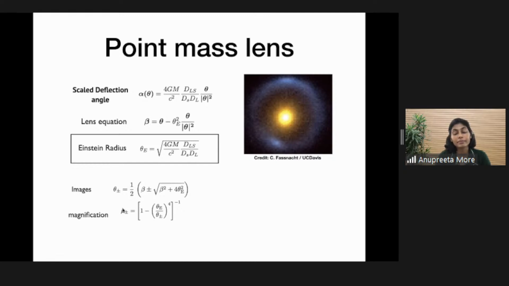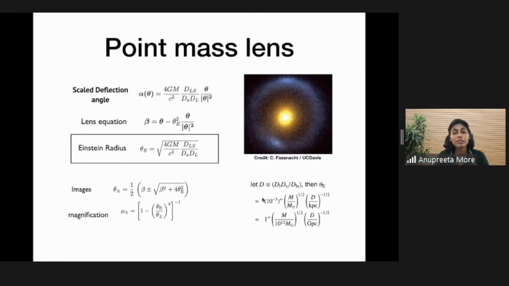You learned about this Jacobian matrix in the last lecture. That's given by this del beta by del theta. If you apply that to this lens equation again, you can then derive how the magnification will look like. So in this point mass lens, we basically have two solutions, and the positions of the images are given by this, and the magnifications are given by this expression here.